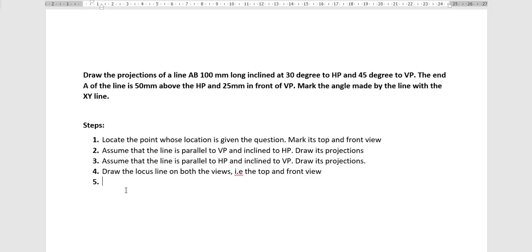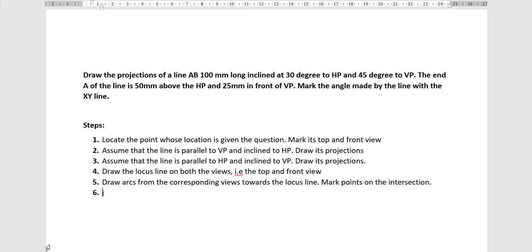So finally, draw arcs from the corresponding views towards the locus line. Mark points on the intersection. Join the points, and voila, you get the final answer. So this is how you solve it.